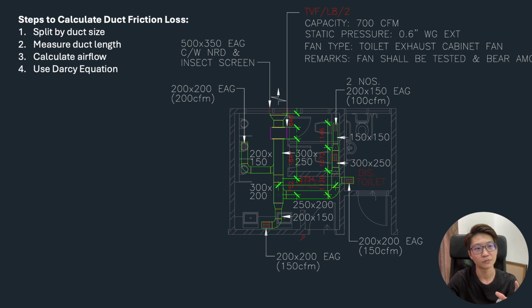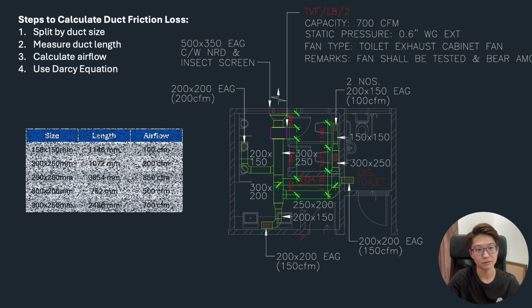Alright, so now we have 4 steps. First, we want to split all the duct by their duct size. Then for each duct size, we want to measure how long that duct section is, measure the duct length. Then we want to know, for this section, what is the airflow that this duct is carrying. Then we use the Darcy equation. Okay, the equation is more complicated. Later I will show it step by step.